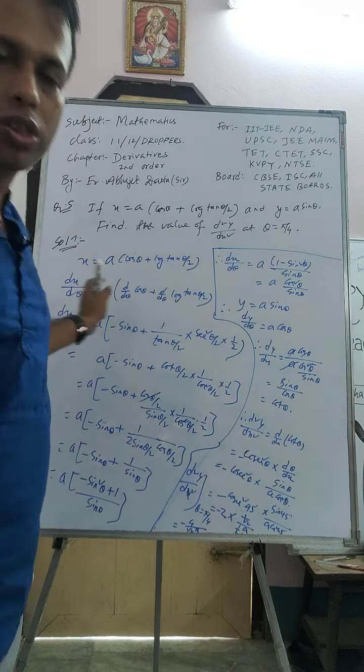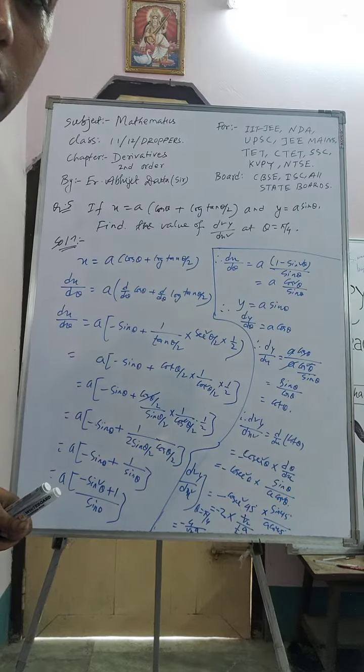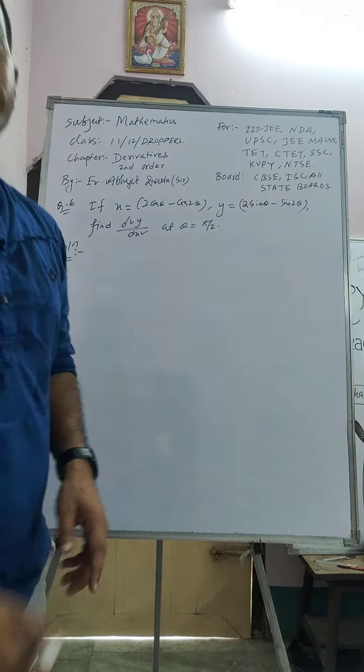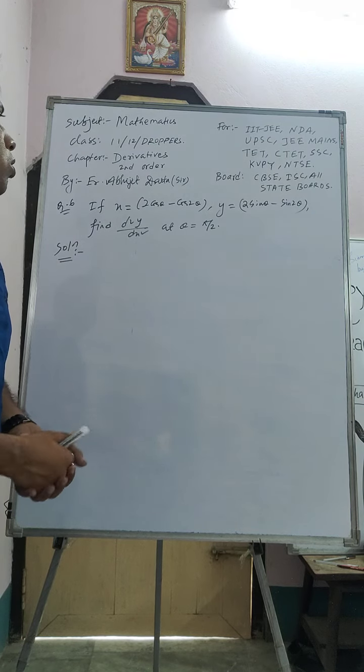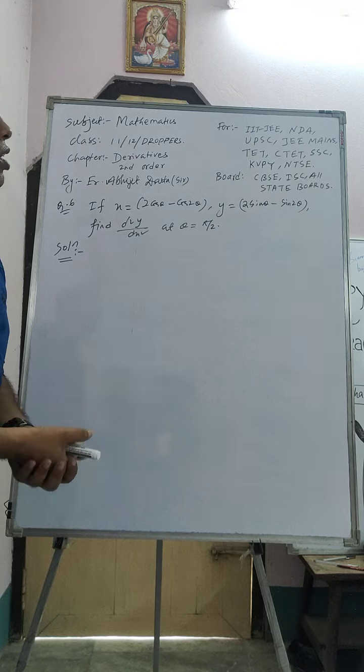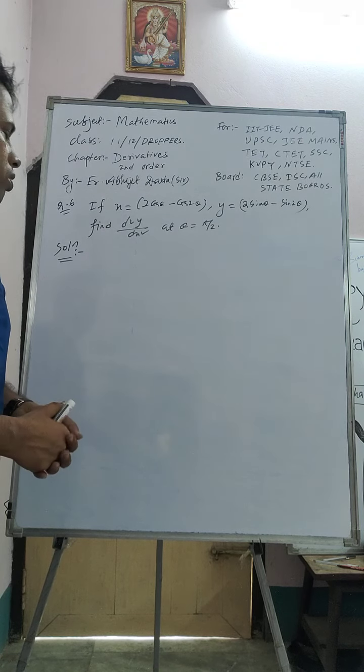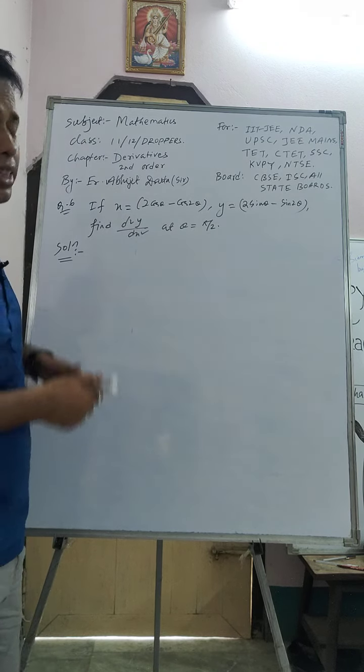I will do another question of this type. Okay, now I take another question. If x equals 2 cos theta minus cos 2 theta and y equals 2 sin theta minus sin 2 theta, find d square y by dx square at theta equal to pi by 2.